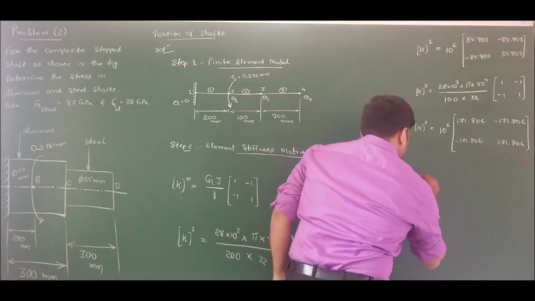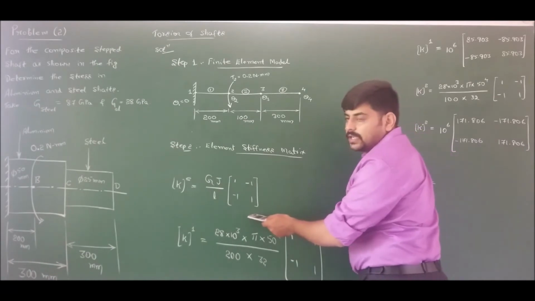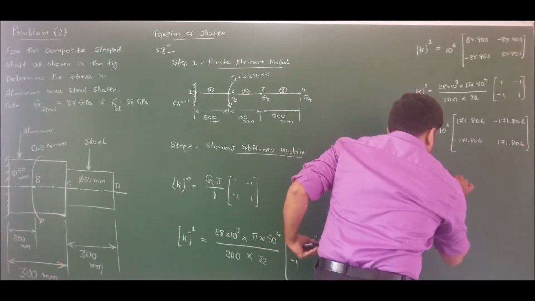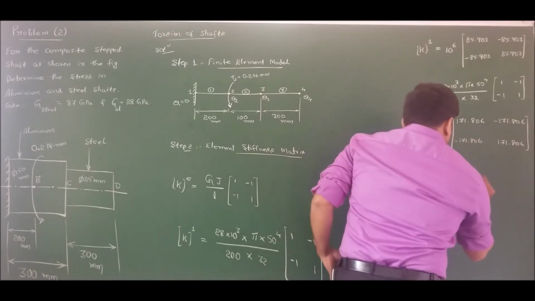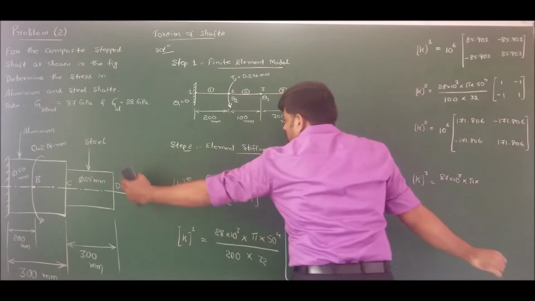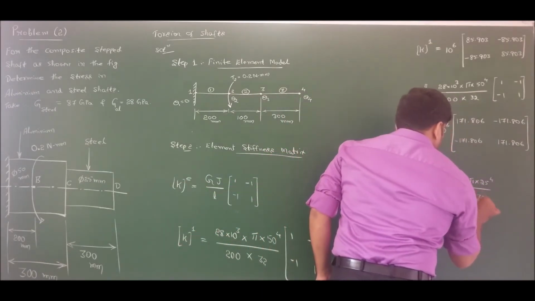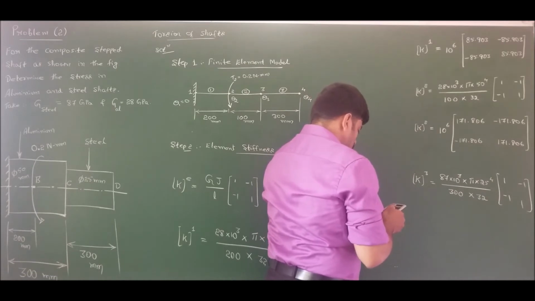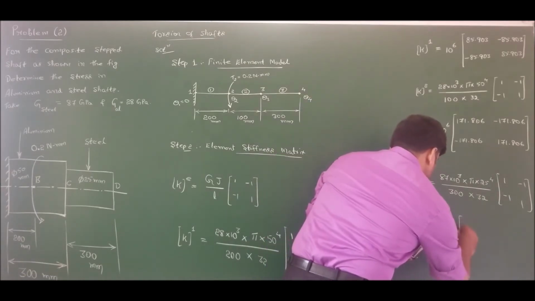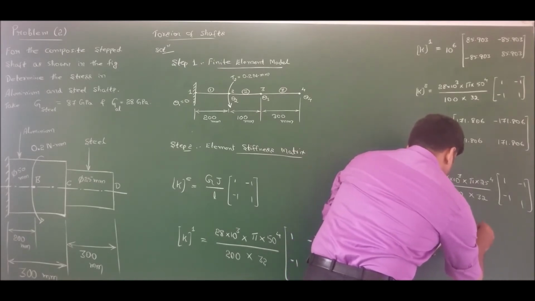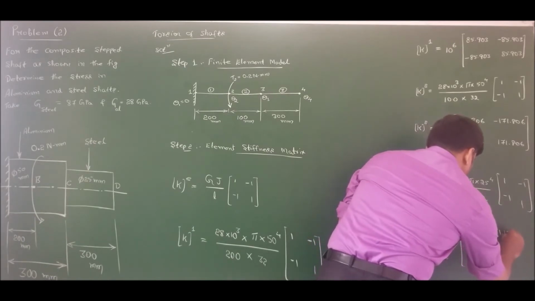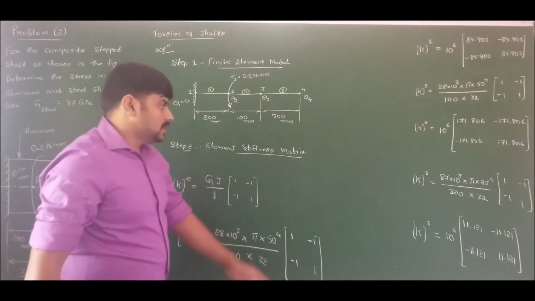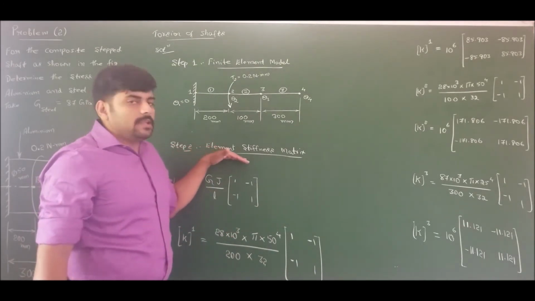Moving on to element 3, in this equation we have G for steel as 87 GPa. In terms of MPa, you get 87 into 10 to the power of 3, into the polar moment of inertia, which is pi, with diameter 25 to the power of 4 divided by 32, divided by the length of element 3, which is 300 millimeters. If I simplify this, I will get 10 to the power of 6 into [11.121, -11.121; -11.121, 11.121]. This completes step 2, where we have calculated the element stiffness matrix of element 1, element 2 and element 3.